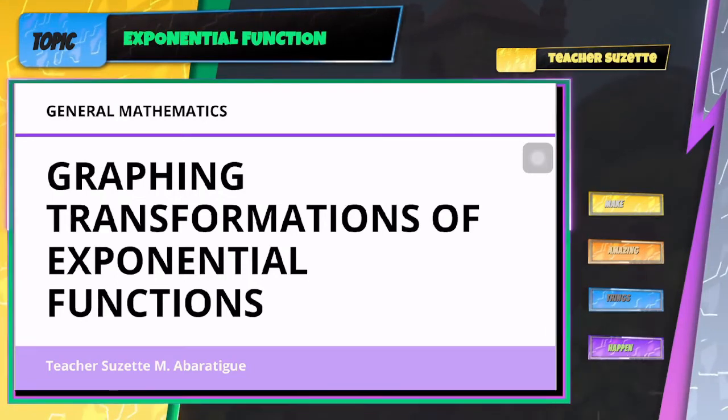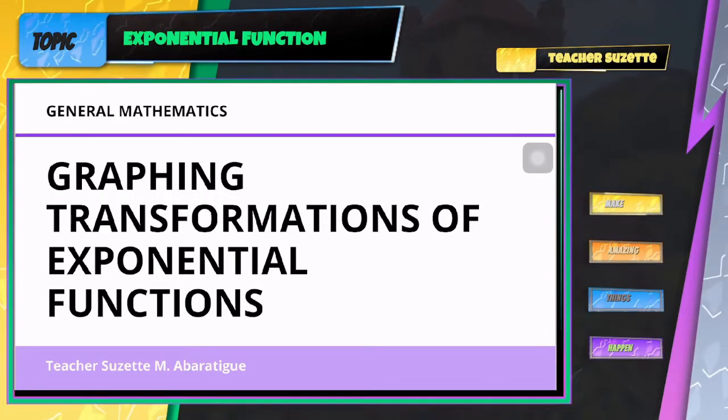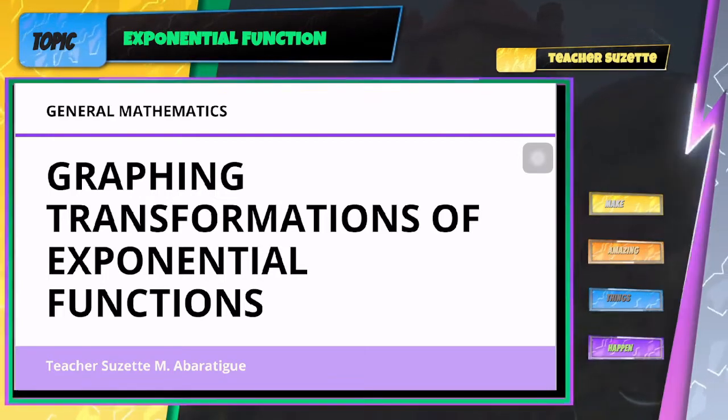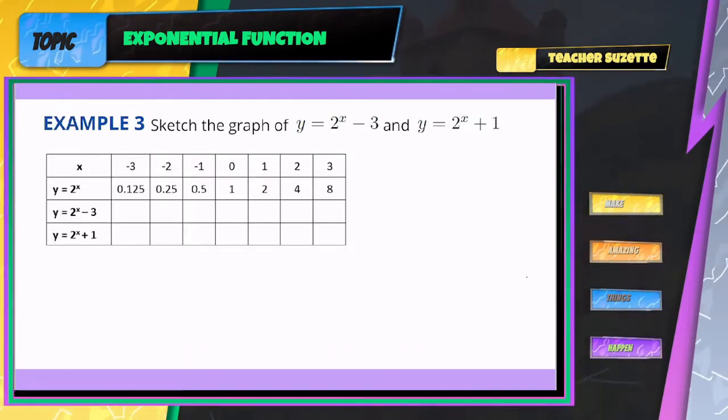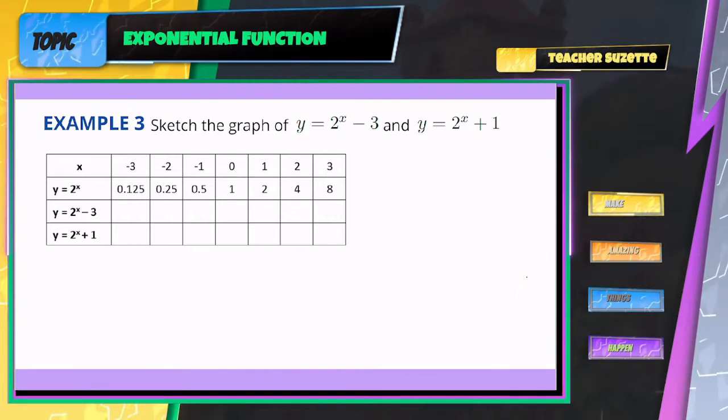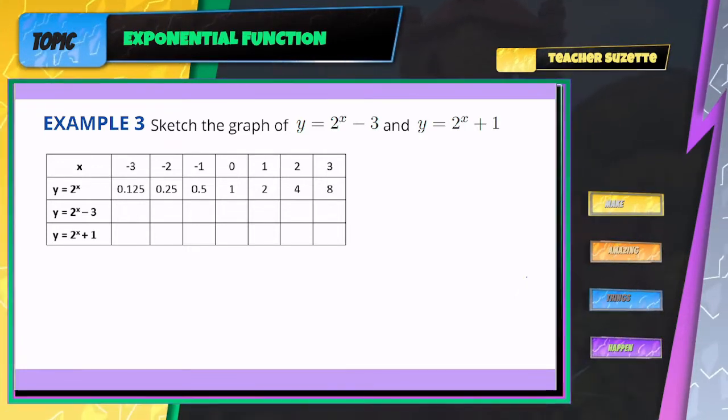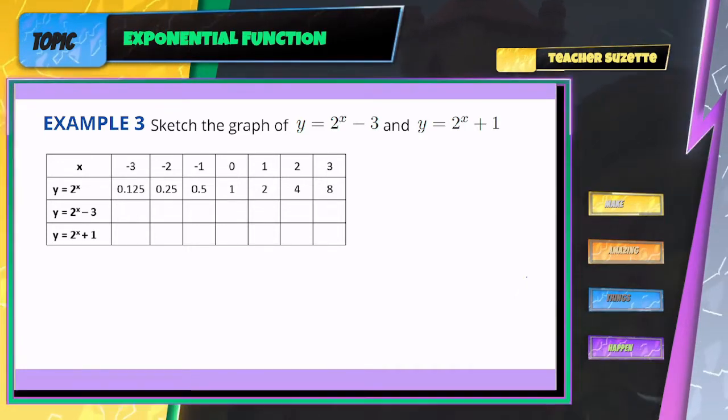Hi class, let's continue our discussion under graphing transformation of exponential functions. Let's start. For example number 3, sketch the graph of y is equal to 2 raised to x minus 3 and y is equal to 2 raised to x plus 1.